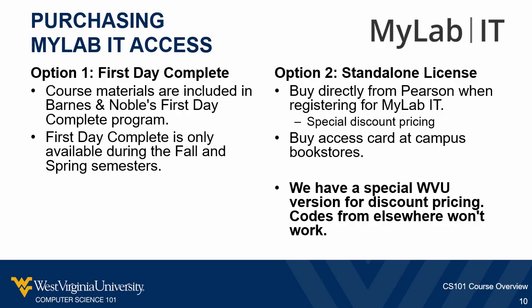If you get a standalone license, you do need to make sure that you're either buying it directly from Pearson as part of the registration process or from one of the WVU campus bookstores. Because of the discount pricing that we've arranged with Pearson, ISBNs that you would buy off of, say, Amazon are not going to work correctly. So make sure that you buy the right version so that you're able to actually use our MyLab IT courses.